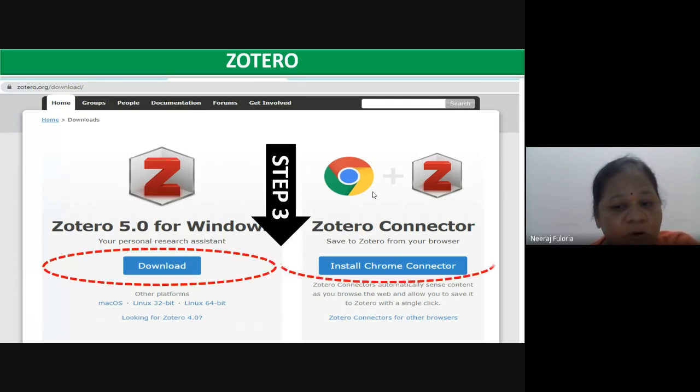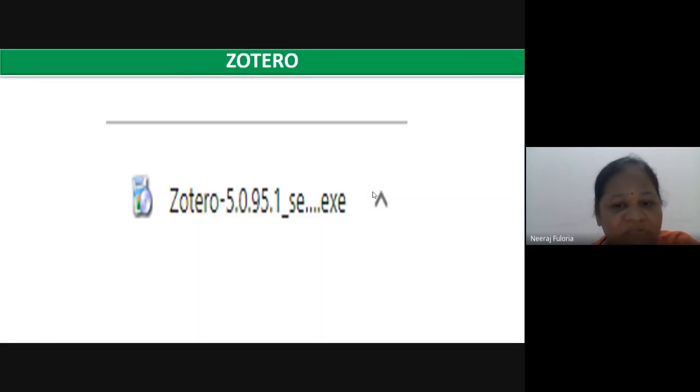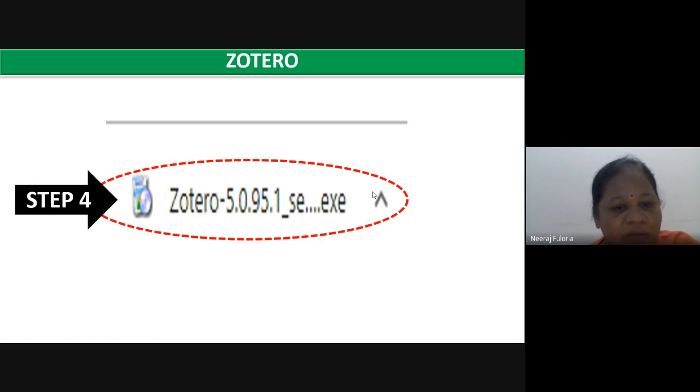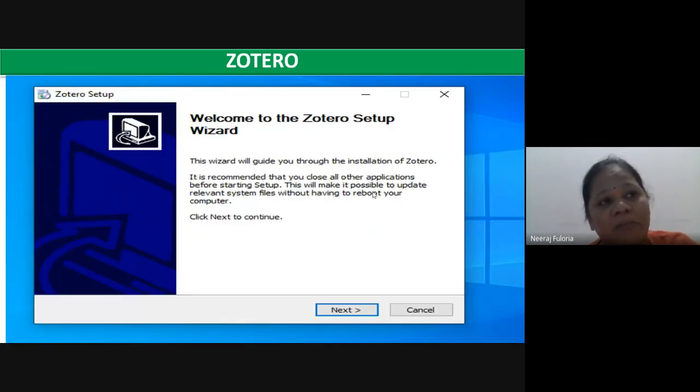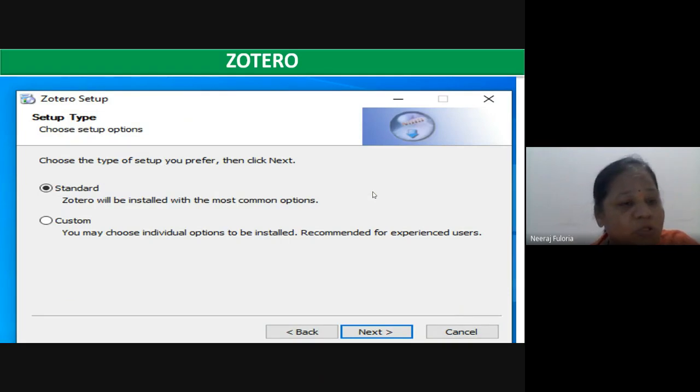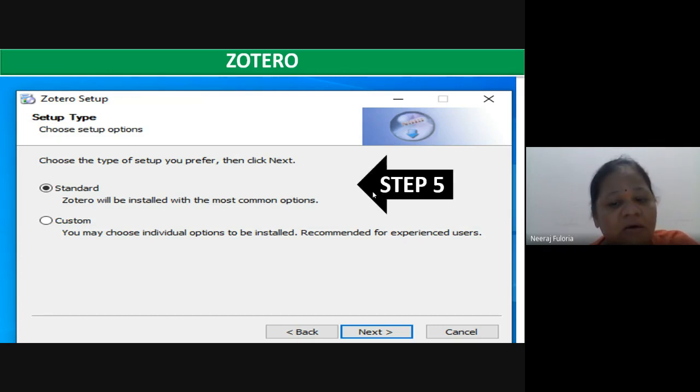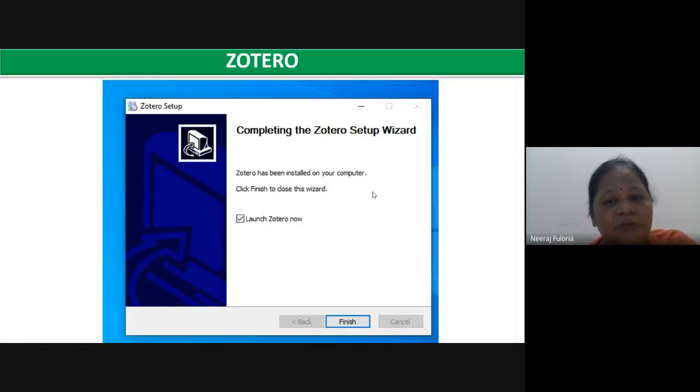So you have to download Zotero, then you will see a file like this. Once you have downloaded the file, as with any software you download, you just click on it. You have to run it, and it will ask you for the option Next only. So you can see here, we just have to click Next, and whether you want to go with the standard or choose particular options only. Normally whenever you are new, you try to install in the standard format. Once you have installed in the standard format, it will show you the completing the Zotero setup.